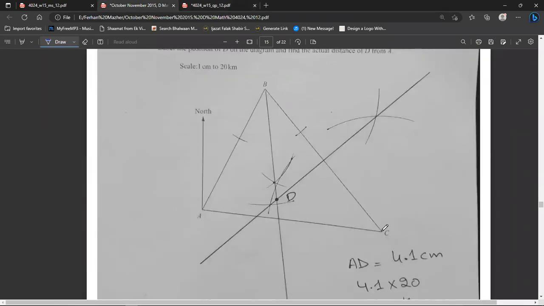So you can see here, I put the compass needle here, open it more than half of the BC. I draw the arc here, you can see this, and one arc here. Then I put the compass needle at B, draw the arc, draw this arc where these two arcs intersect, I join this. This is the perpendicular bisector of the BC.